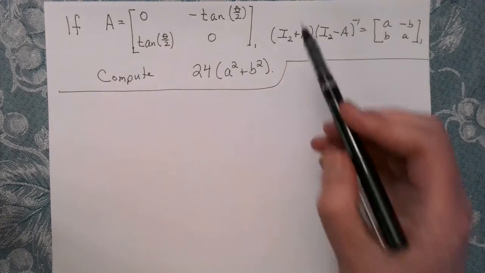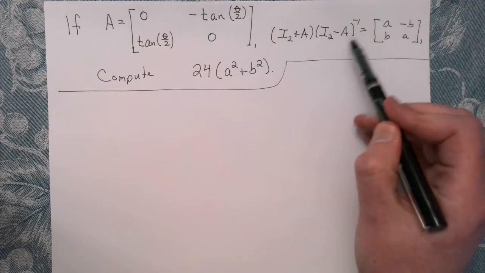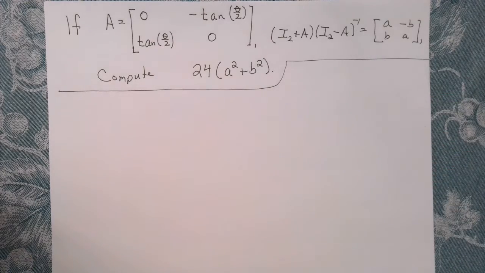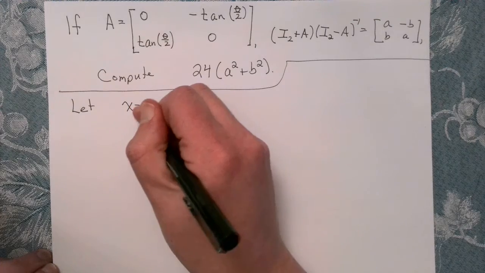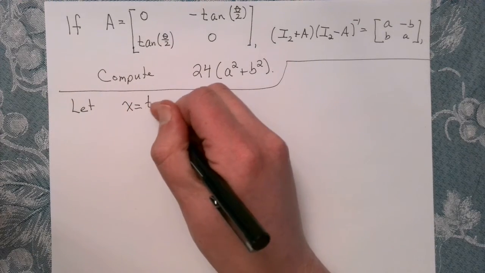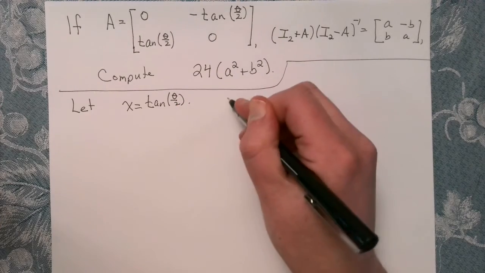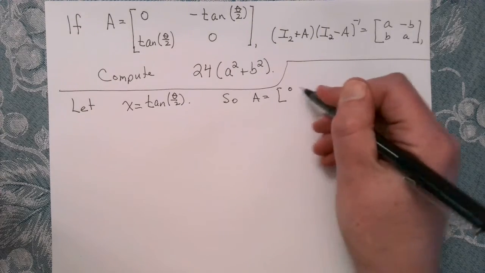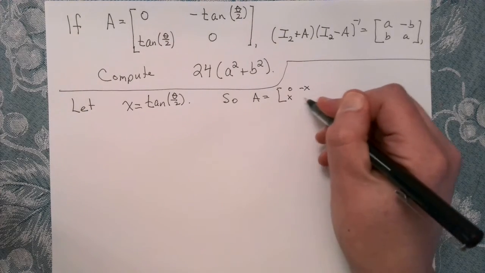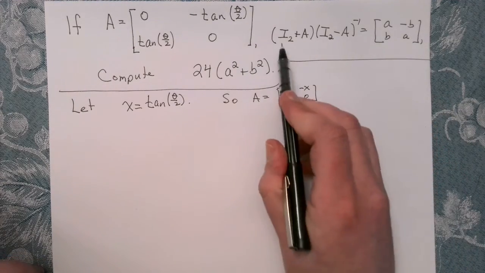Okay, so let's go for it. We've got some computing we want to do. Let's find this, this, this, and then this. First, let's let x equal tangent of theta over 2. And so we can write A like this now. It looks like 0, minus x, x, 0. And so with that said, let's find this.